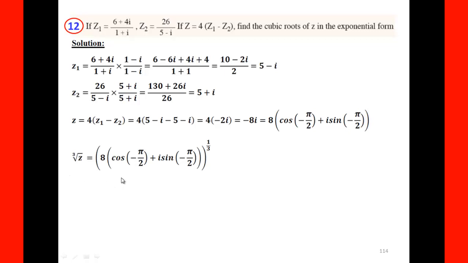Of course, we have 3 cubic roots. So the cubic root of z equals 8 multiplied by (cosine negative pi over 2 plus i sine negative pi over 2) all to the power 1 over 3, because we want the cubic roots. Of course, the cubic root of 8 is 2, and here we have cosine of (negative pi over 2 plus 2r pi) over 3, considering r equals 0, 1, and 2.